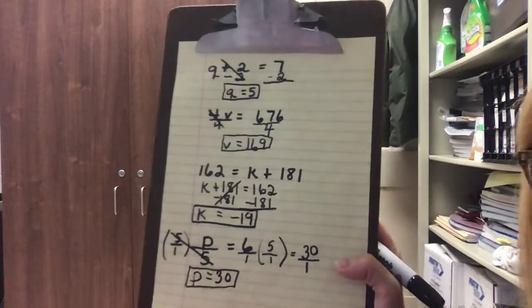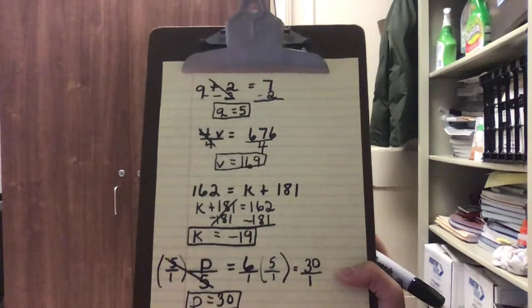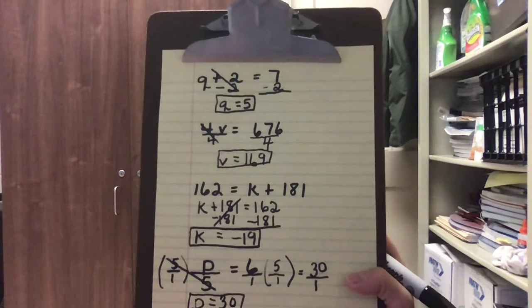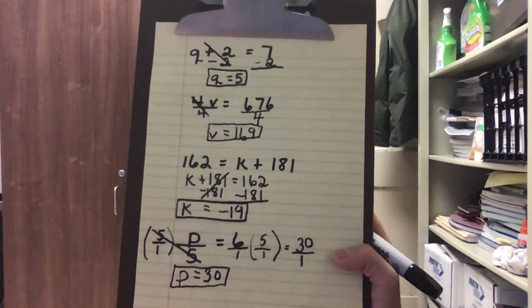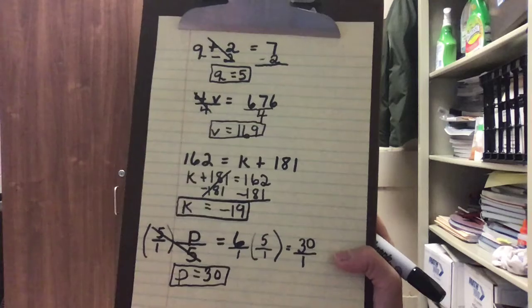And that's how you will solve those. You will have 5 problems today, maybe 6, probably 6, and good luck.